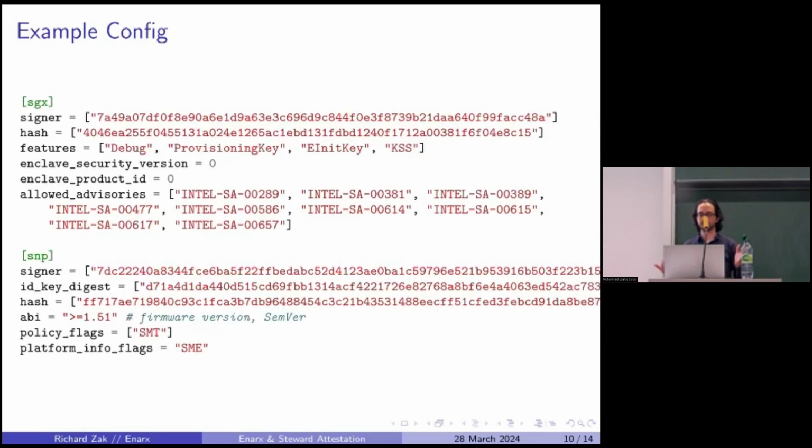So this here is an example configuration of what this might look like. The signer is the key, but of course there are different hash types, so the hashing looks different. We can see that for Intel we might decide that maybe the firmware is out of date, but we have some advisories that maybe we don't care about.